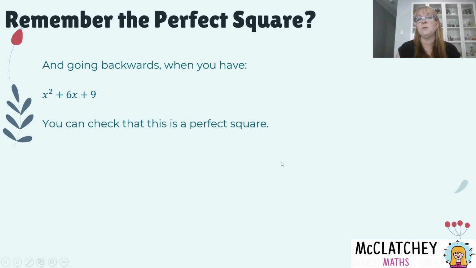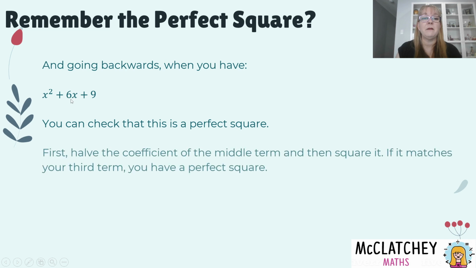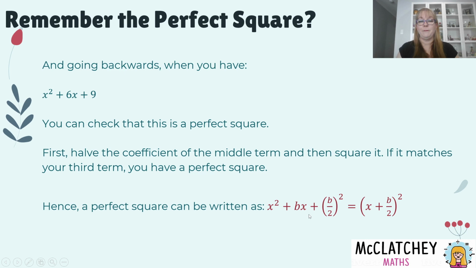So going backwards, when we've got x squared plus 6x plus 9, we can check it's a perfect square. The way we do that is we halve that middle number and then we square it. And if there's a match, we know it's a perfect square. And then half of that middle number becomes the term that goes into this bracket. So here we go, half of b is what goes into those brackets. And then we take half of b and we square it.